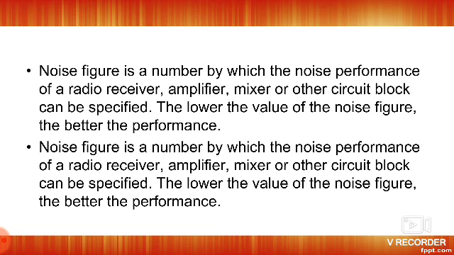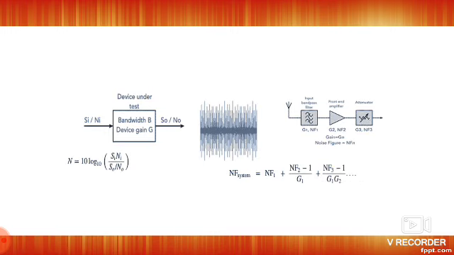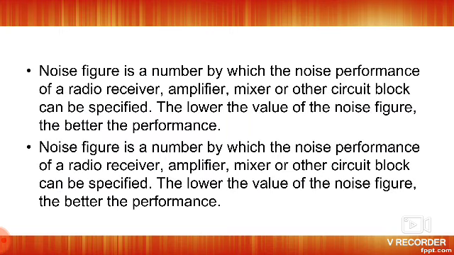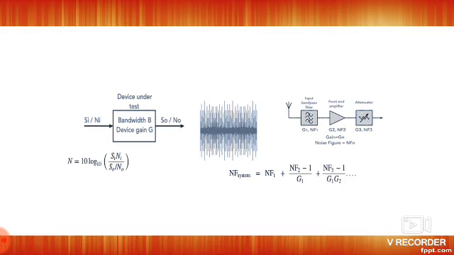Now, noise figure. The noise figure performance of a radio receiver, amplifier, mixer or other circuit can be calculated for better performance. For better performance, a circuit should produce a better noise figure. Consider a circuit having input signal to noise ratio Si by Ni and output signal to noise ratio So by No. The noise figure N is given as 10 log to the base 10 of Si divided by Ni divided by So divided by No. N is the noise figure.